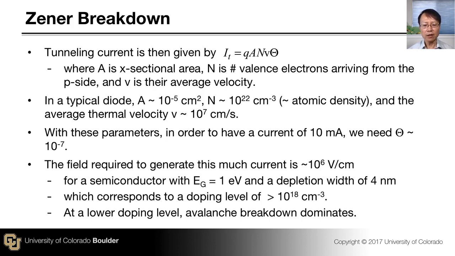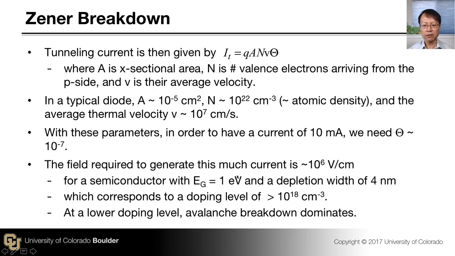So for a typical diode, you have a cross-sectional area of 10 to the negative fifth square centimeters. Atomic density is 10 to the 22nd per cubic centimeter. Average thermal velocity is 10 to the 7th centimeters per second. And so with these parameters, in order to have a current of 10 milliamps, the tunneling probability needs to be 10 to the negative 7. And the field required to generate that much current is about a megavolt per centimeter.